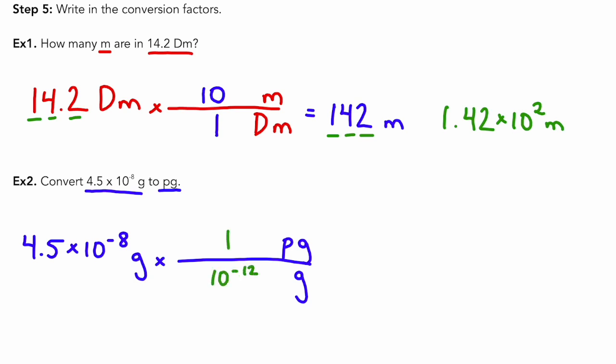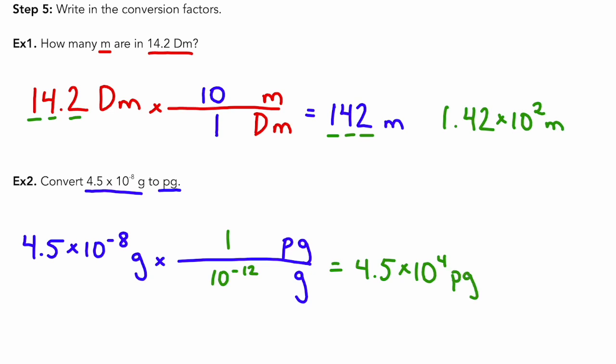So I'm going to put a 1 in front of my picograms and 10 to the negative 12 in front of grams. So in my calculator now, I'm going to take 4.5 times 10 to the negative 8th, and I am going to now divide by 10 to the negative 12th because the 10 to the negative 12th is in the denominator. So that gives me for my answer, when you plug it into your calculator, 4.5 times 10 to the 4th, and my units are picograms.